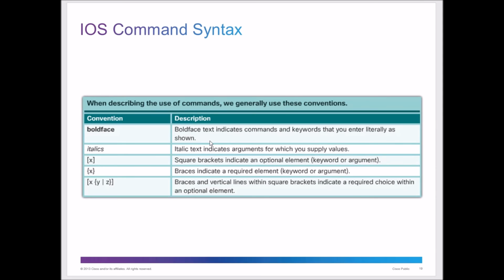Now, usually with Cisco, these are the conventions that are used. Boldface text indicates commands and keywords that you enter literally as shown. Italics generally indicates the arguments for which you want to supply values. Square brackets indicate an optional element. Braces indicate a required element, something that has to be put in there. And braces or vertical lines within square brackets indicate a required choice within an optional element.